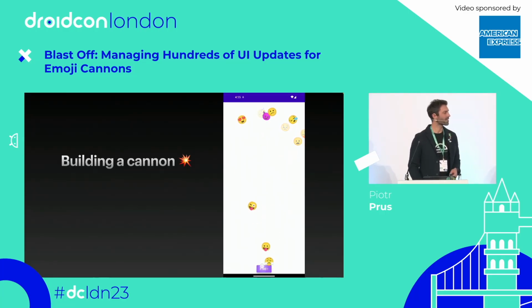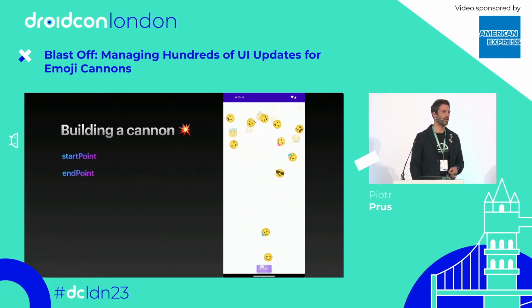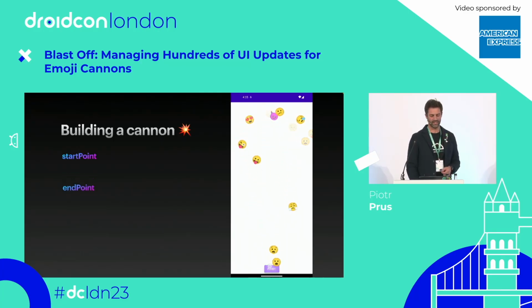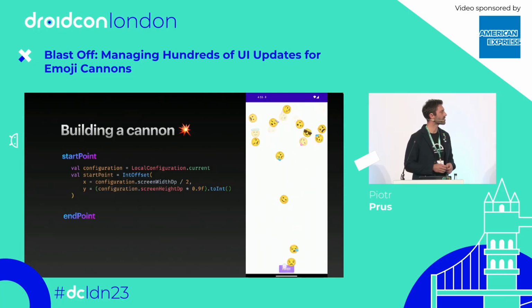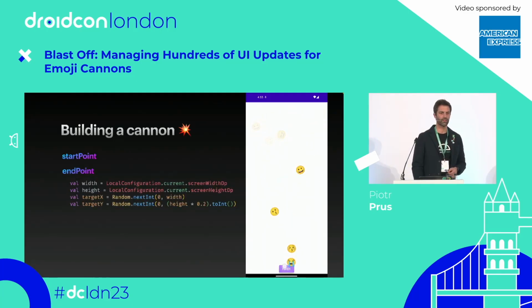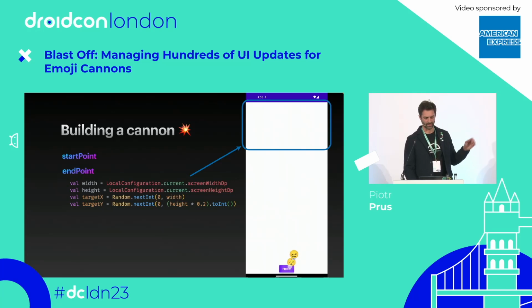So let's begin with this canon. It will be super simple, just to show you what we'll be doing here. To animate those emojis, to fire them from the bottom of the screen, I will need a starting point and end point. My starting point will be taken from configuration: half of the width and almost 90% of the height, so exactly where the button is. Then my endpoint, also from local configuration, is the whole width and 20% of the height. So all my emojis will end somewhere there.